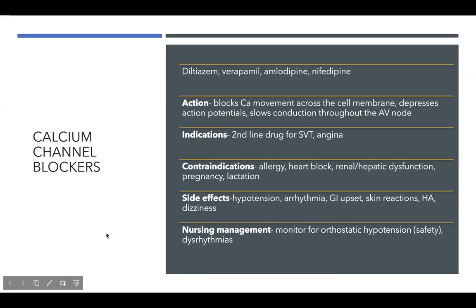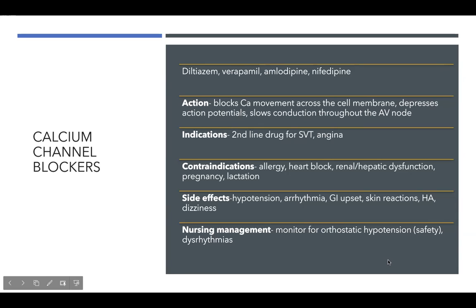When it comes to calcium channel blockers, we have diltiazem, verapamil, amlodipine, and nifedipine. So to remember diltiazem and verapamil as calcium channel blockers, you can think about Valentine's Day because they start with V and D. So your action here is blocking the calcium movement across that cell membrane, which depresses the action potential and slows the conduction of those electrical signals through the AV node.